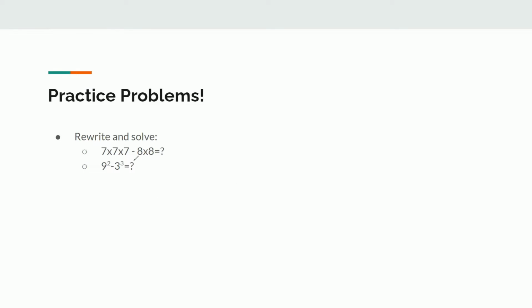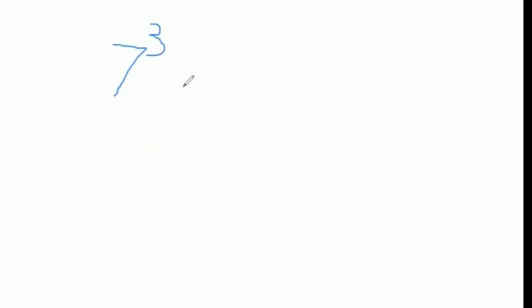So for example, we have 7 times 7 times 7 minus 8 times 8. So I see 3 sevens here, so I could rewrite this as 7 cubed, and that will be subtracted by, so I have 2 eights here, so this would be 8 squared. And that's equal to a number. So if you have a calculator nearby, you can plug it in here. I'm going to do it as well.